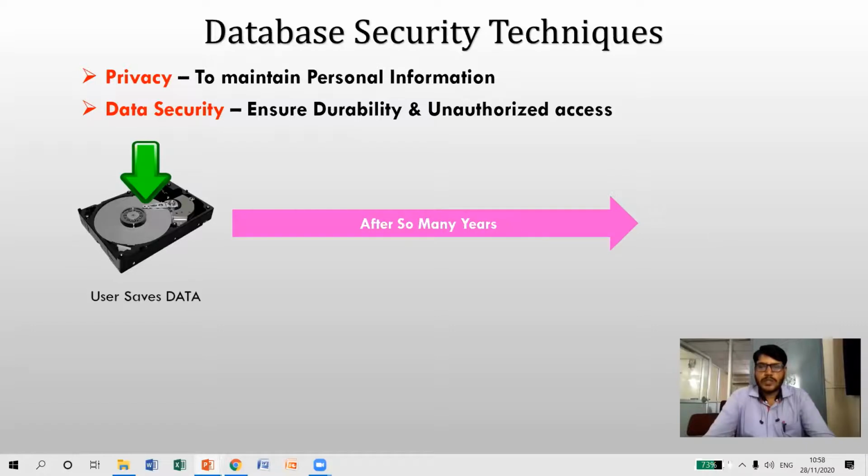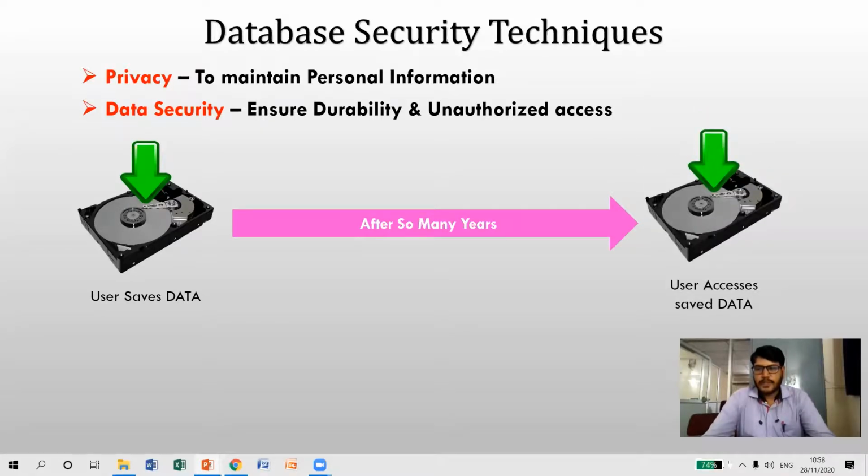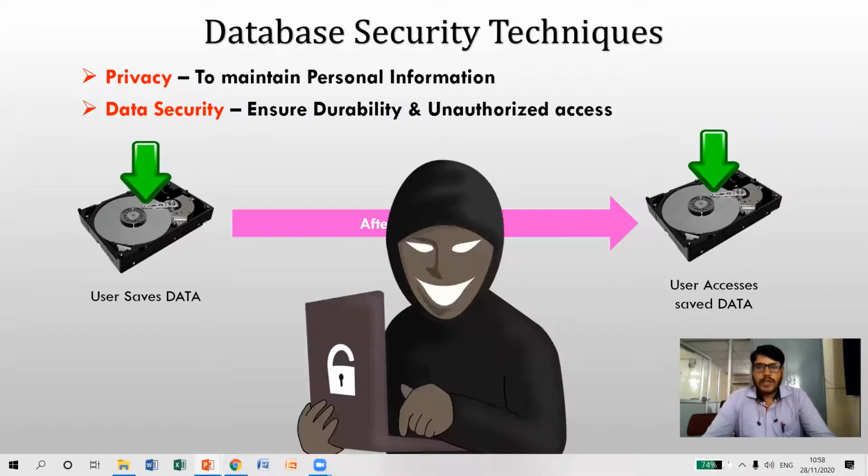Okay, so this is what durability is. The user saves the data. After so many years, the data should exist so that the user can access the saved data even after so many years. So this is how we can ensure data durability. And also unauthorized access we should avoid by implementing the authentication process.